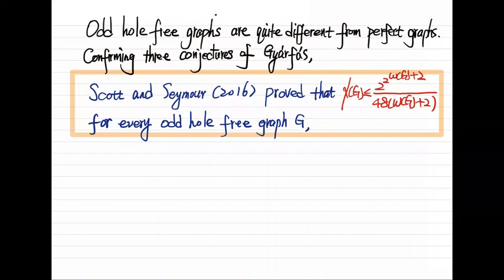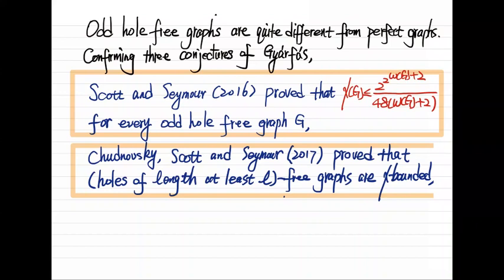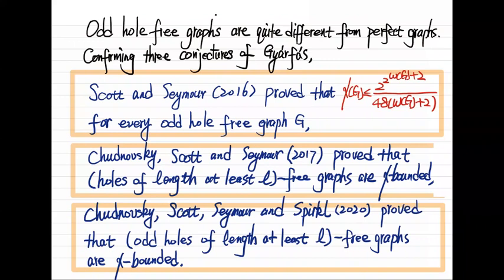A year later, Chudnovsky, Scott and Seymour proved another conjecture of Gyárfás, which says that graphs with no holes of length at least L are chi-bounded. Here, some even holes are forbidden also. And then in 2020, they strengthened their result and proved a new one, Chudnovsky, Scott, Seymour, and Spirkl, that all graphs with no odd holes of length at least L are chi-bounded. The bounding functions are very large. The last theorem is stronger than the first and the second in some sense: all odd hole-free graphs are chi-bounded, and all graphs with no odd holes of length at least L are chi-bounded, from the third result.